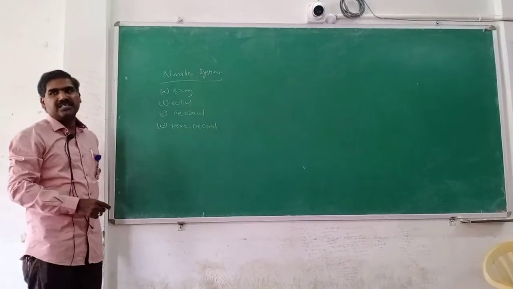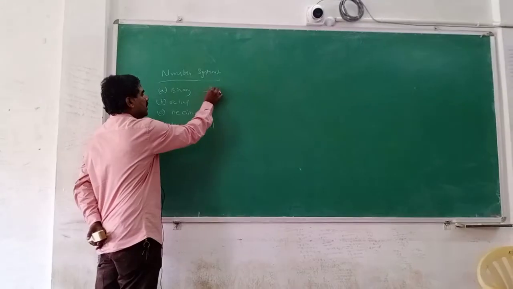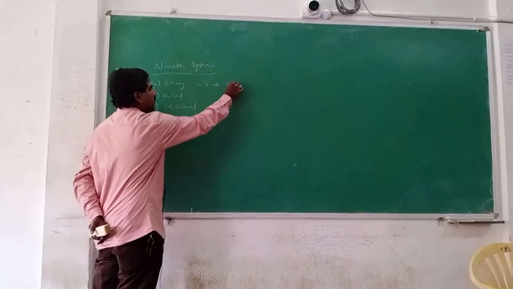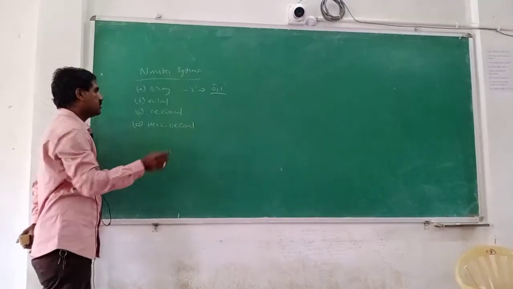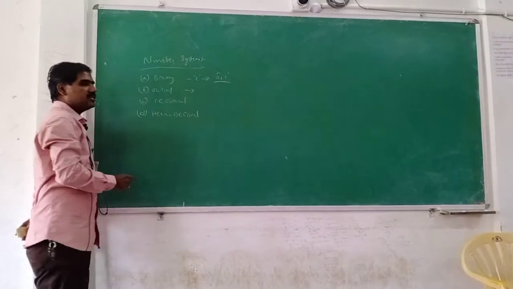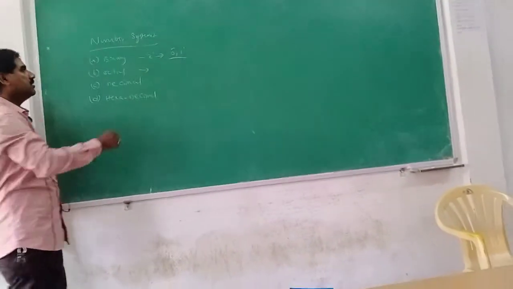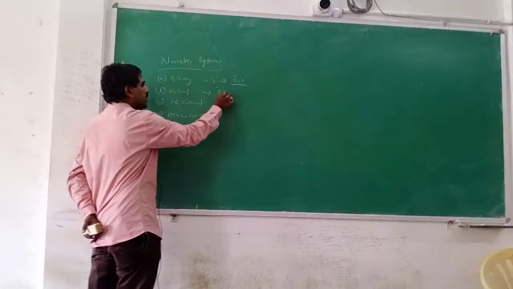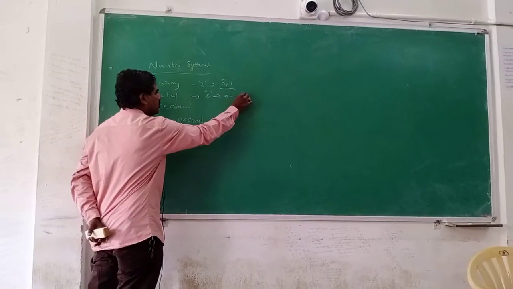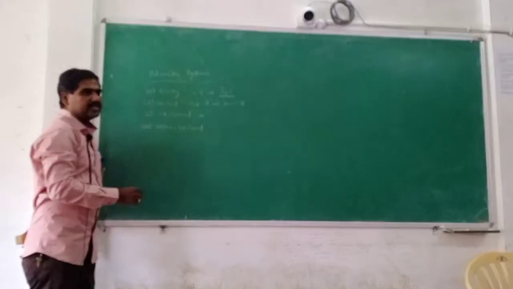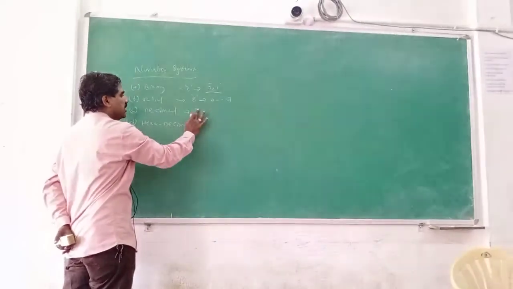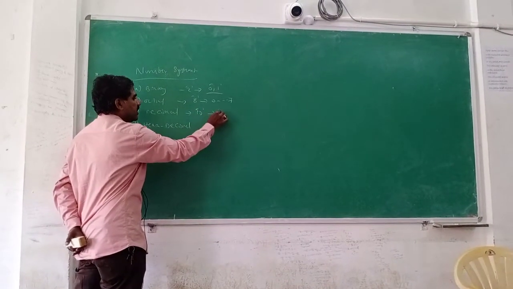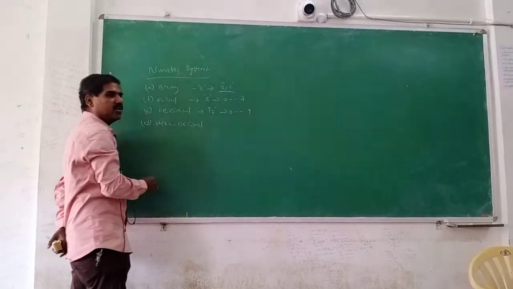In binary, the base or radix is 2. Nothing but in this we are using only two numbers, that is 0 and 1. Next one is octal. Octal means its base or radix is 8, nothing but 0 to 7 combination. Next one is decimal. Decimal means 10, base or radix, its value ranges from 0 to 9.